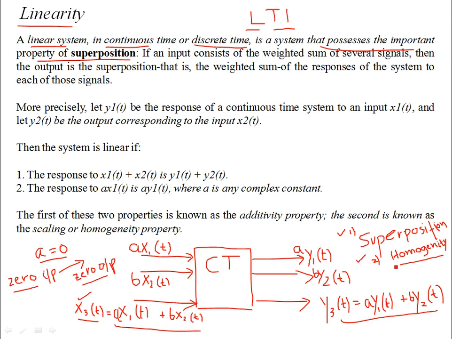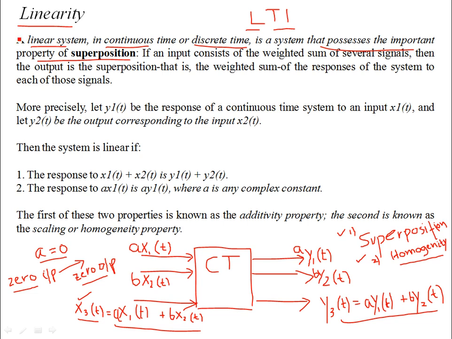Okay, so it has to satisfy both the principles. So the two principles are superposition and homogeneity. And if the system satisfies both the principles, yes, the system is linear. But if it doesn't satisfy one principle, you don't need to go for another one. Homogeneity is a simple one.